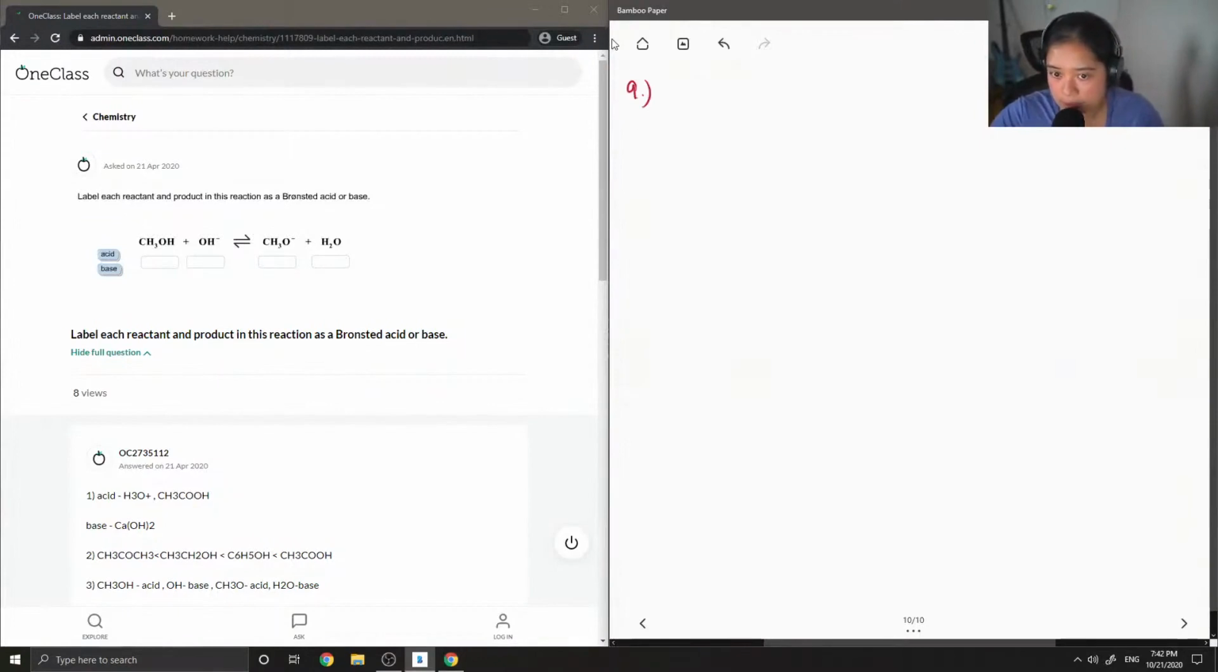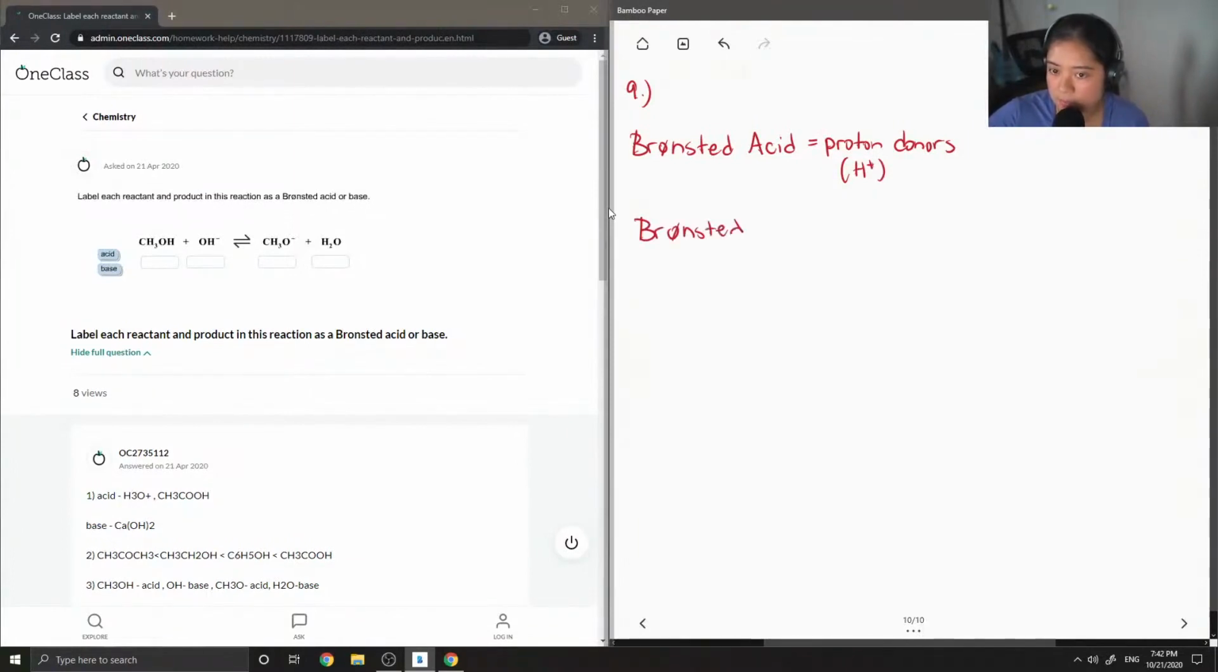Okay, so let me write down the definition of a Bronsted acid. Bronsted acids are proton donors, H plus. And Bronsted bases are proton acceptors.